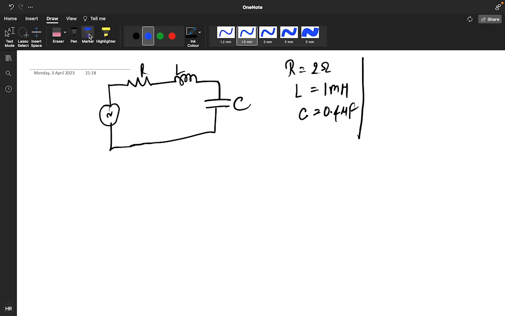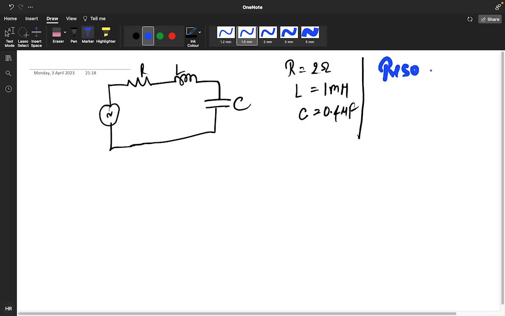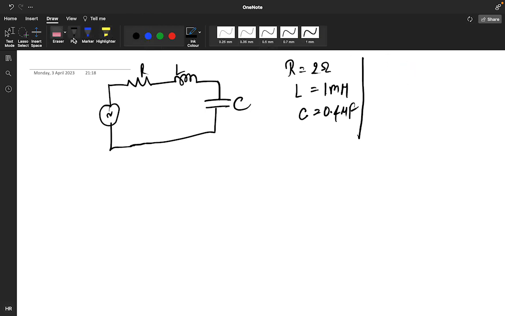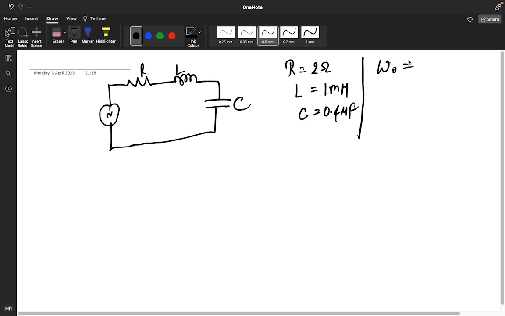And what had they asked you to find? Half power frequency, resonance frequency. I am writing the notations. Resonance frequency is denoted by omega naught, and half power frequency is omega 1 and omega 2. The quality factor is Q, and bandwidth is bandwidth only. So first we will calculate omega naught. They had asked for it in radian. So what is omega naught? 1 by root under L into C.